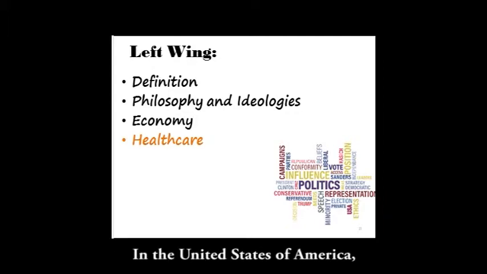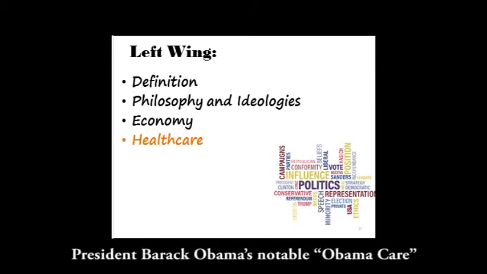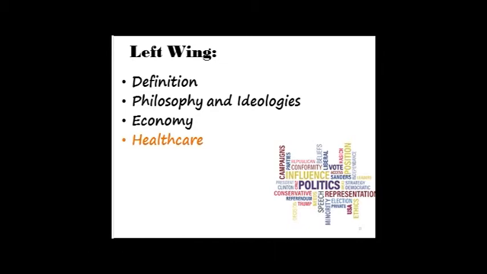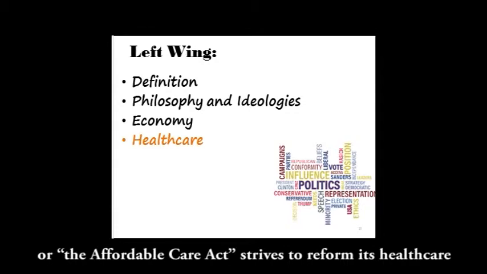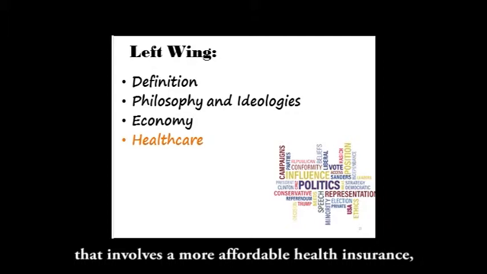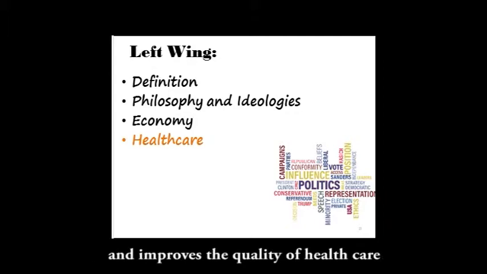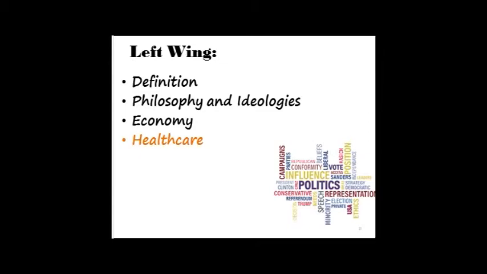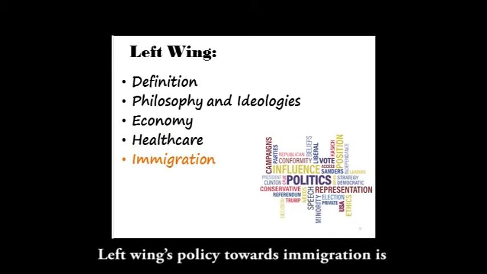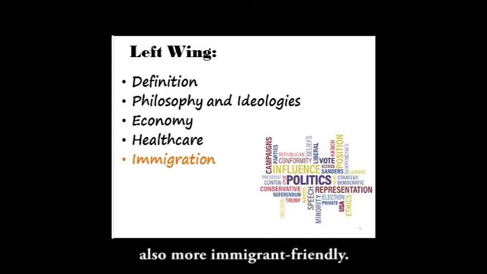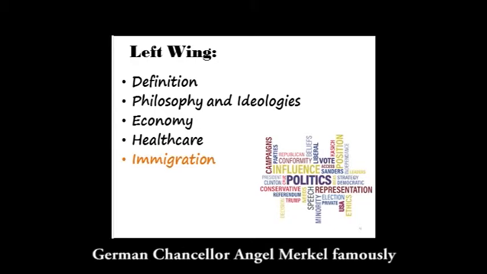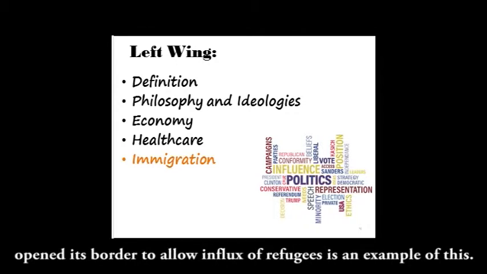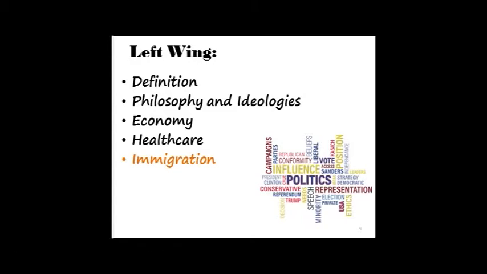In the United States of America, President Barack Obama's notable Obamacare, or the Affordable Care Act, strives to reform its healthcare that involves a more affordable health insurance and improves the quality of healthcare. Left-wing's policy towards immigration is also more immigrant-friendly. German Chancellor Angela Merkel famously opened its border to allow influx of refugees is an example of this.